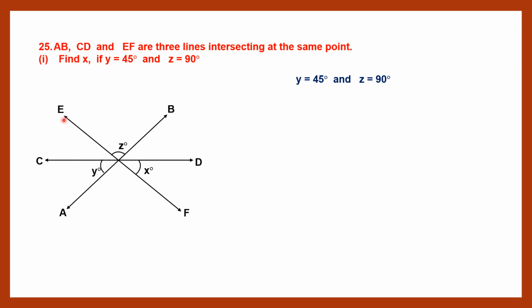Now look at this angle E. Now we can name this point in the middle as O. This angle EOC will also be x degrees. How will it be x? Because it's vertically opposite this angle.